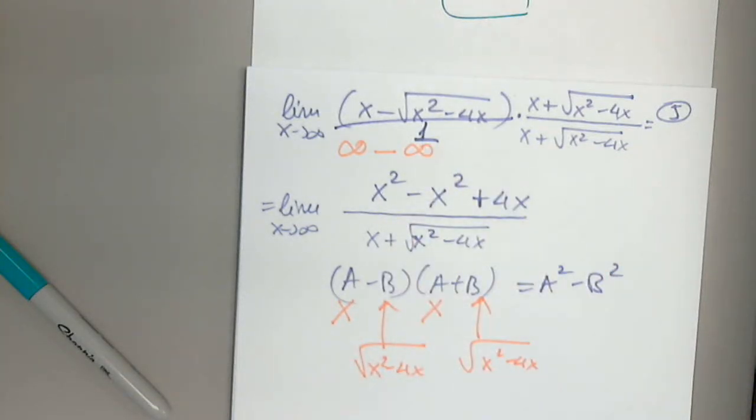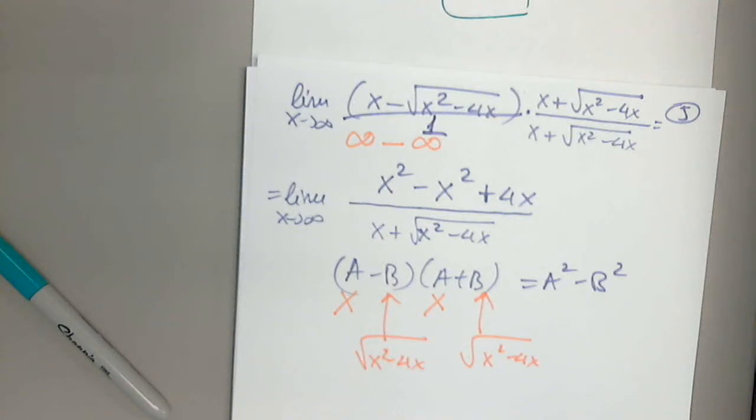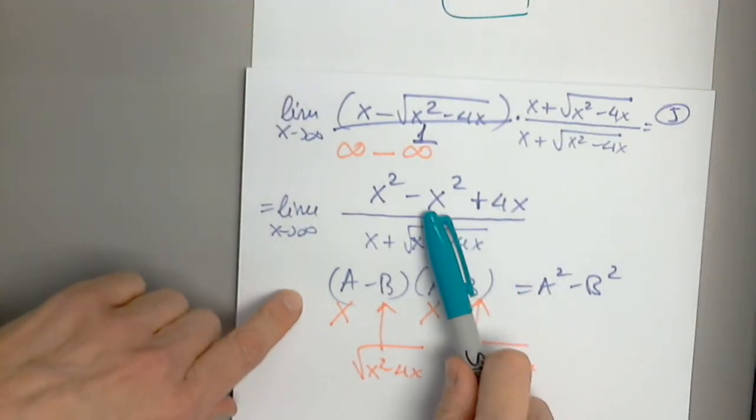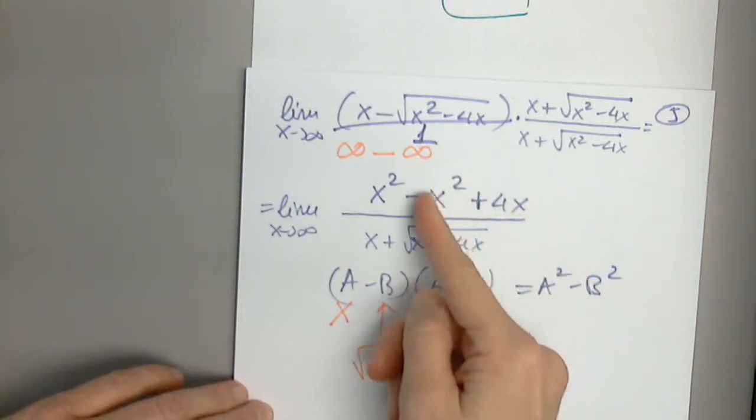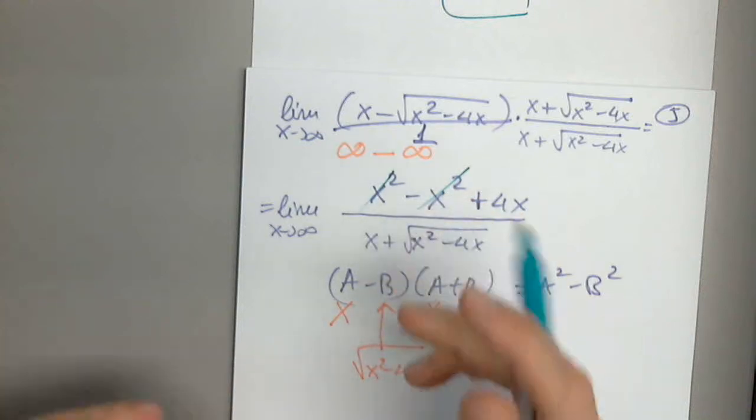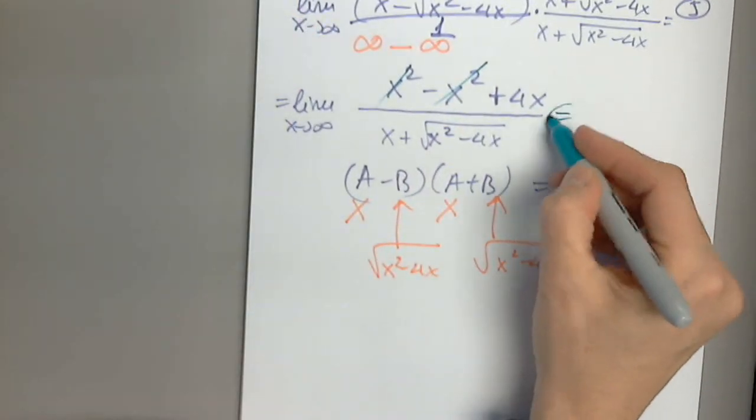So then when I multiply the denominators, I get this. Better? Everyone? Okay. So we distributed. You either put parentheses around x squared minus 4x, or you already distribute. These two go away. And we continue.